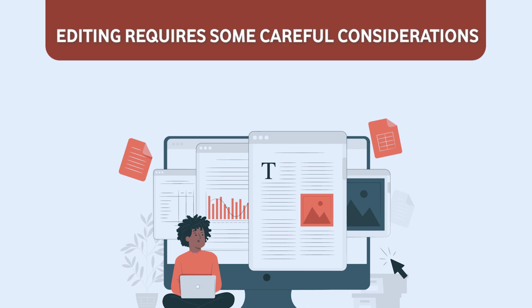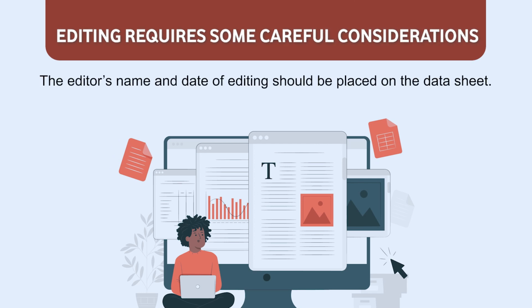Because that gives a clear mindset to the scholars that yes, there is a mistake, and this must have been removed, or some comments should be written, with the initials of all the editors, right? So the editor's name and the date of editing should be placed on the data sheet, so that it can be understood easily that this particular data set is being edited properly and checked properly, and all the mistakes are being identified properly.